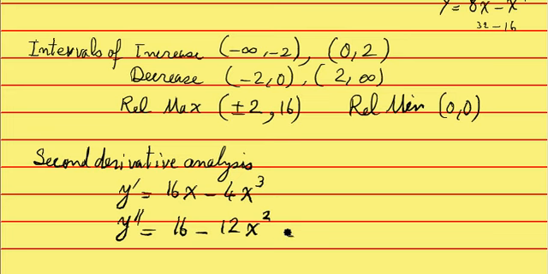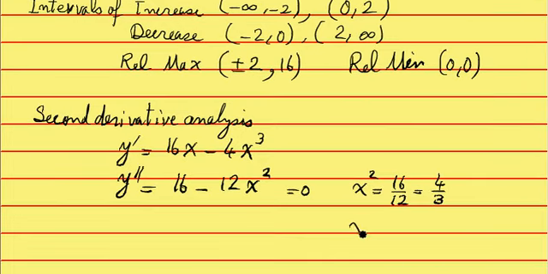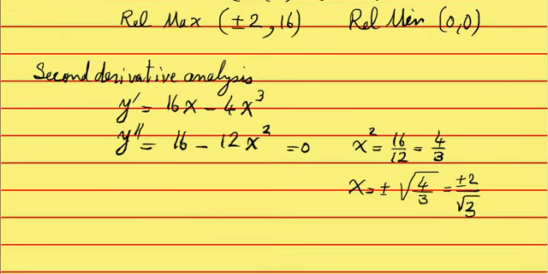So I set the second derivative equal to 0. I get x squared is equal to 16 over 12. Simplify that to 4/3. Take square root. I have two roots here. You might want to simplify this a bit, depends on your taste. Plus or minus square root of 4/3, which is 2 over square root of 3. That is slightly more than 1. Okay, so 1.3 or something. So let's go ahead and make a table for ourselves.